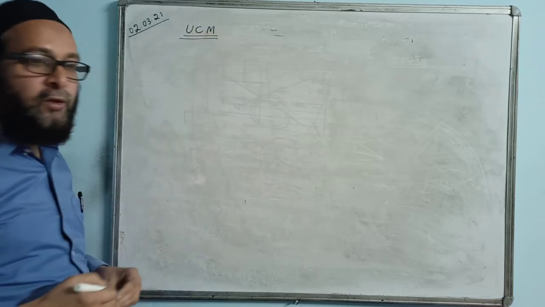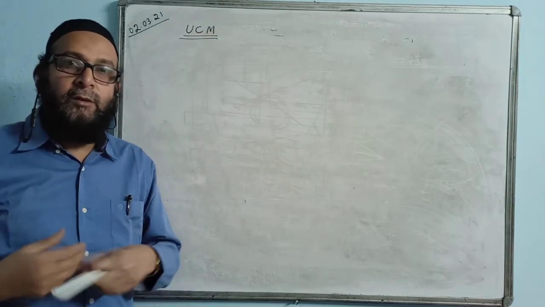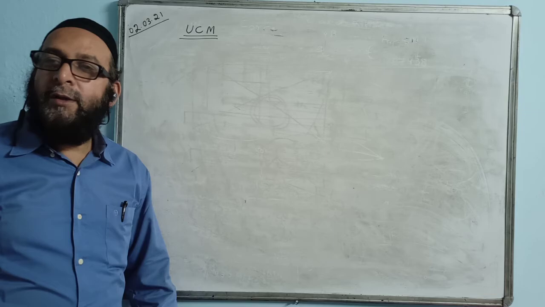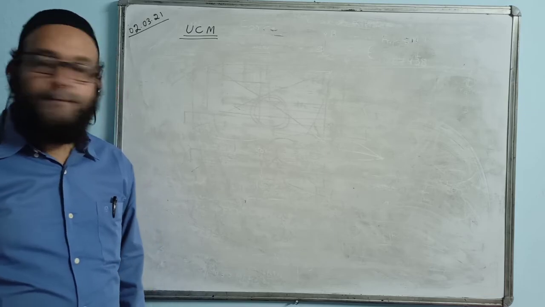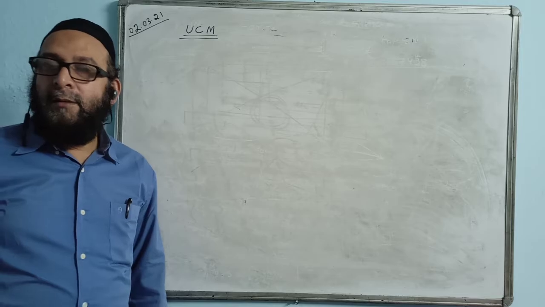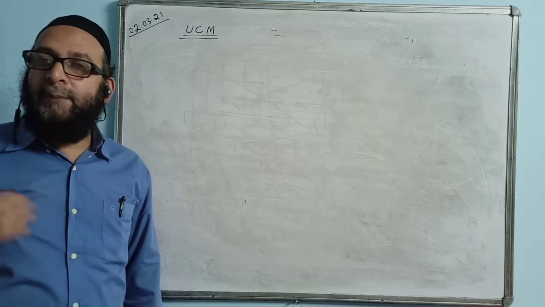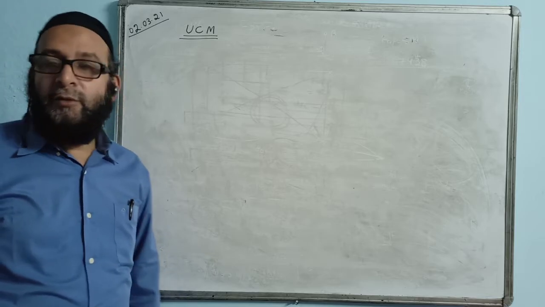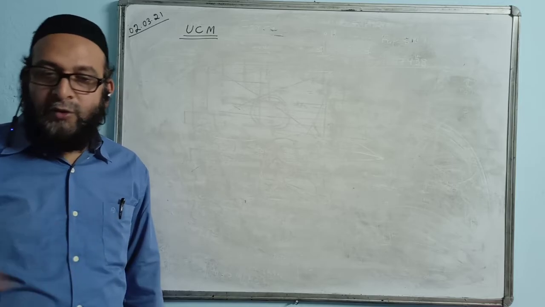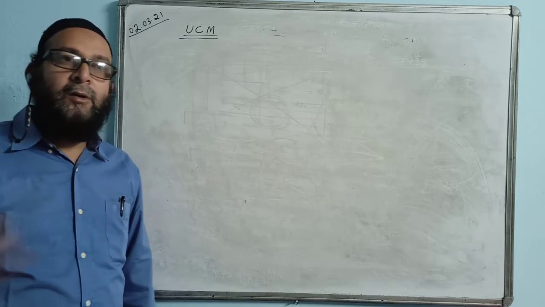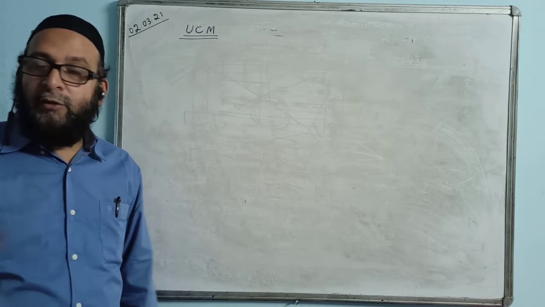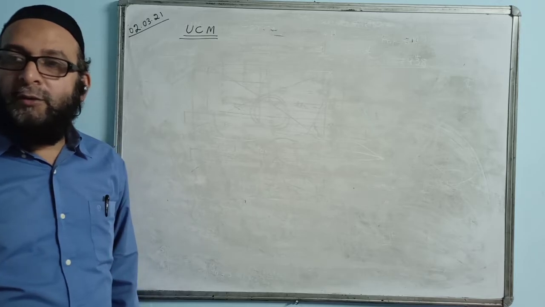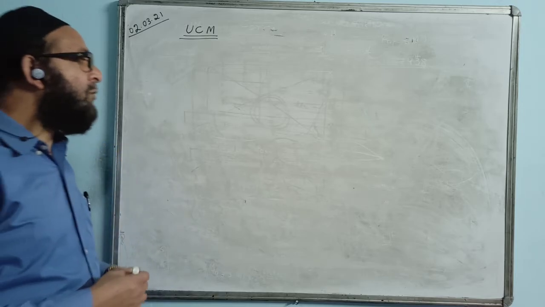UCM, uniform circular motion. UCM full form is uniform circular motion. So, what is a circular motion? Uniform circular motion. We say that when a body moves in a circular path with a constant speed, then such a motion is called uniform circular motion. Motion of a body with constant speed in a circular path is called uniform circular motion, and we call it UCM. In short, uniform circular motion.